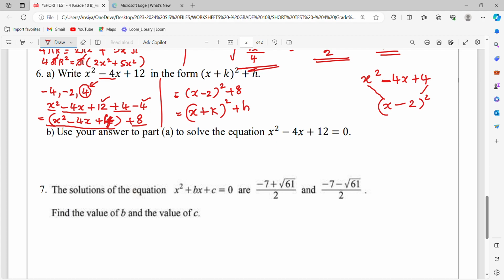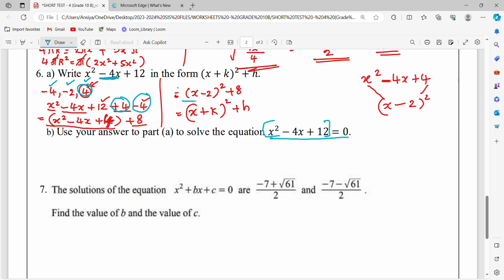So completing the square method, we have practiced enough questions in the notebook. The beginning should be very clear to you. First find the coefficient of x, then its half, then its square, and this number you plus and minus in the given equation and choose accordingly. Okay, now question B. Use your answer to part A to solve the equation x square minus 4x plus 12 is equal to 0.